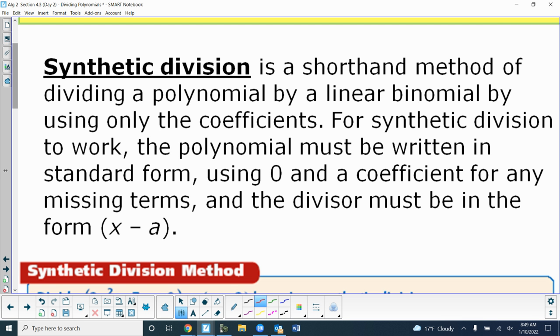The divisor must be in the form x minus a. It's going to be x minus 2 or x plus 2, x minus 5 or x plus 5. It's going to be just a binomial we're dividing by. It won't be any trinomials like we did on long division, okay?